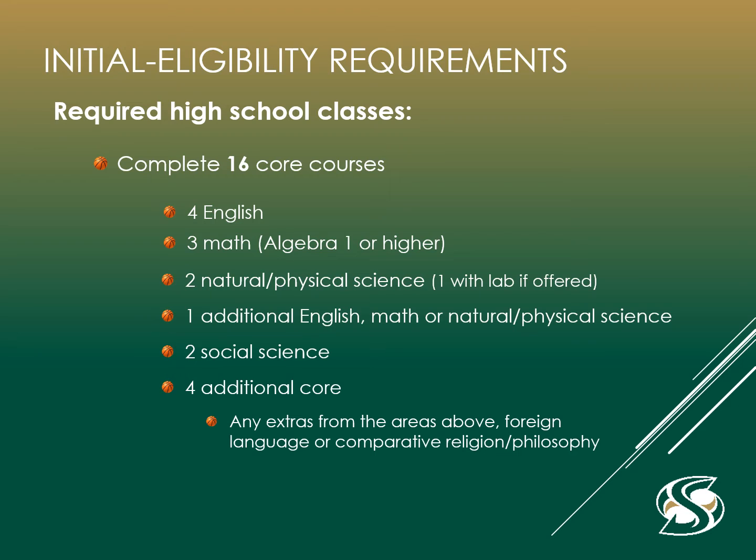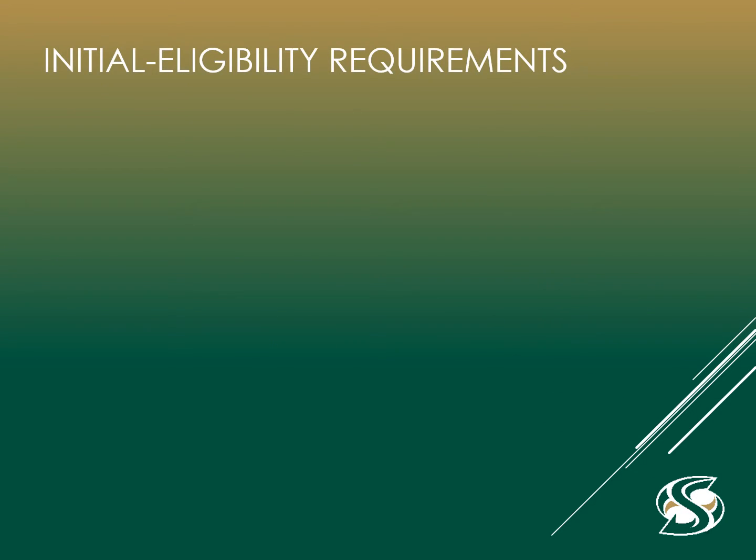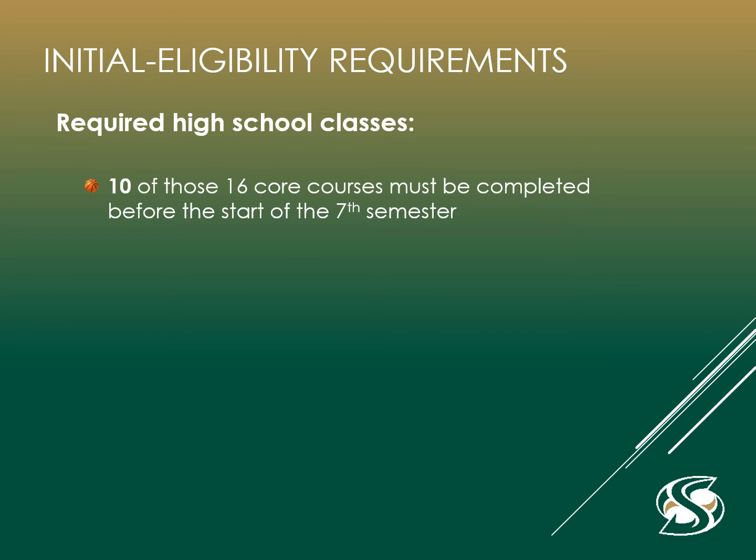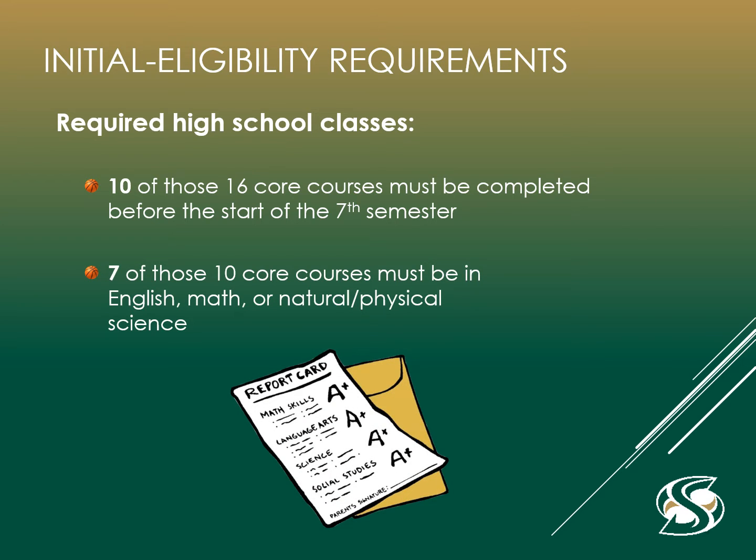The list of core courses can be found on the NCAA Eligibility Center website. Each high school has their own list of approved core courses. Make sure you're referencing that when you are registering for classes. Of the 16 core courses, 10 must be completed before the start of your 7th semester, more commonly the start of your senior year. Furthermore, 7 of those 10 must be in English, math, or physical or natural science.